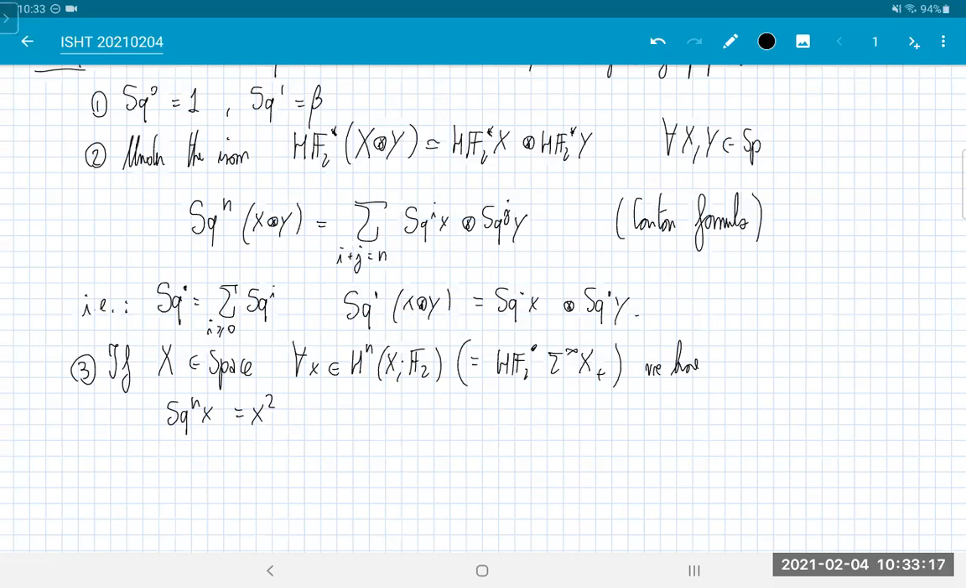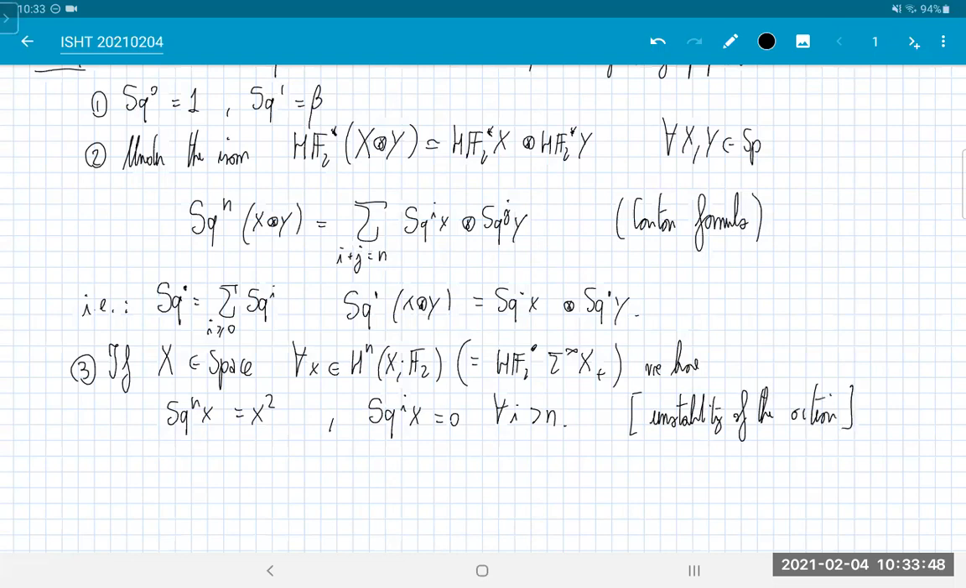That's where the name Steenrod squares comes from. They're built out of the squaring map. I'm not going to be able to tell you the construction, but the construction is sort of rigged so that this happens. And moreover, you have Sq^i of x is 0 for all i greater than n. And these are called instability of the action.